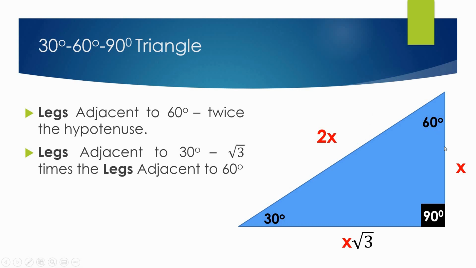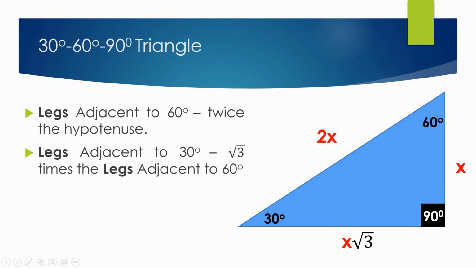So, let's start with this one. The leg adjacent to 60 degrees will be marked as x. Twice the hypotenuse means whatever is given here, the side next to 60 degrees, you just double it, and that will be your hypotenuse. And then, to get this one, you just multiply the given adjacent to 60 degrees by square root of 3. Like in our earlier example with the 45, 45, 90, you just multiply it by square root of 2, or you just stick the values together. That's how you get the side, which is the leg adjacent to 30 degrees.